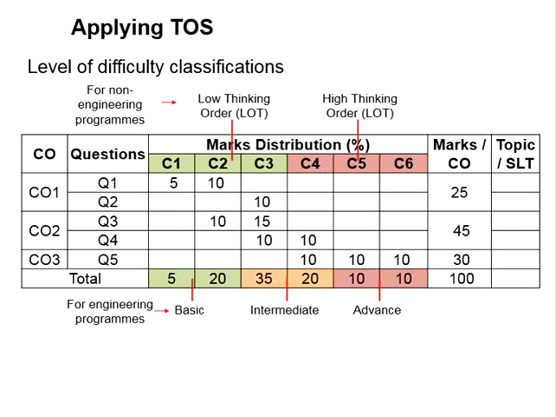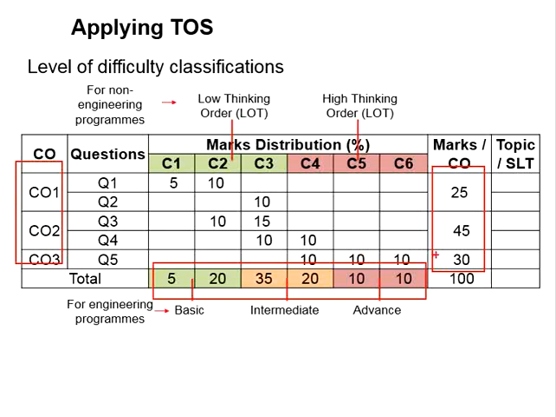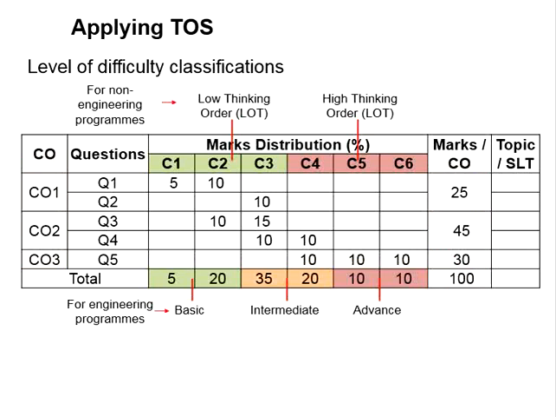With that, you will fill in all the marks for each question and then start generating the summations for the different cognitive levels as well as the summations for each CO, and the total marks shall equal 100 marks. You sum everything here, you get this. Sum everything here, you get this, and so on.